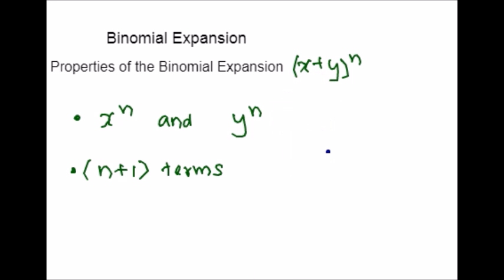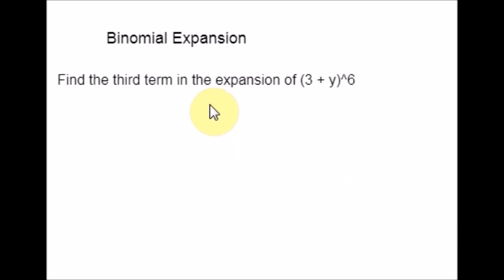Here is an example. In this problem, we are going to find the third term in the expansion of 3 plus y raised to 6. This is of the form of expansion x plus y raised to n. So I'm going to apply the formula which I gave you at the beginning of the video to find the rth term. Instead of expanding this using the binomial expansion, we can directly apply the rth term formula to find the third term in the expansion of 3 plus y raised to 6.